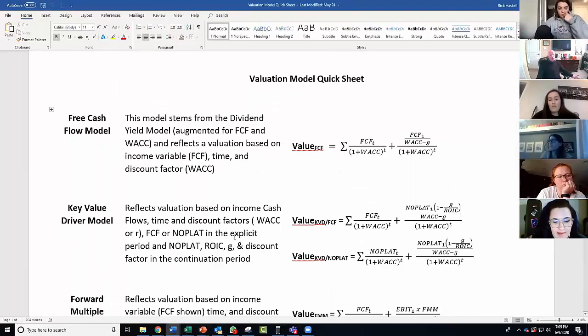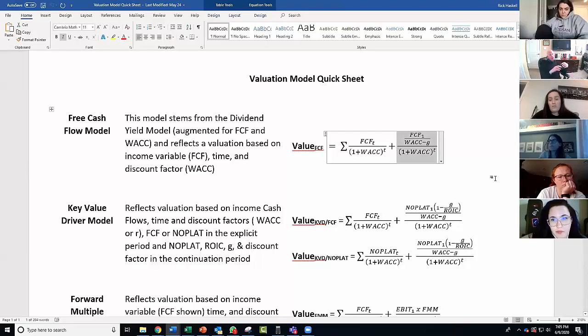If we want to look at the key value driver model, it's very similar. It's a 2-stage model. Stage 1, stage 2. Stage 1, stage 2. What's the difference between the free cash flow model and the key value driver model? They're both 2-stage models, right? Where do they differ? Andrew, do you see it? It's okay. No plot? Yeah, there's something going on there, isn't there?